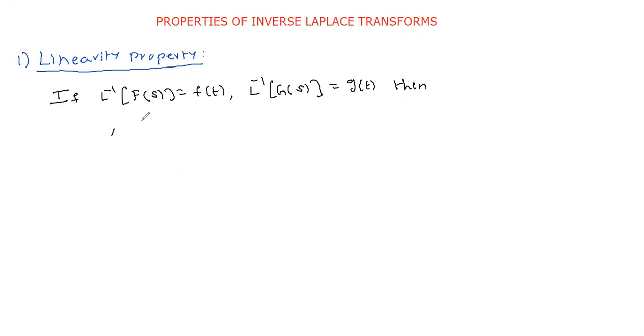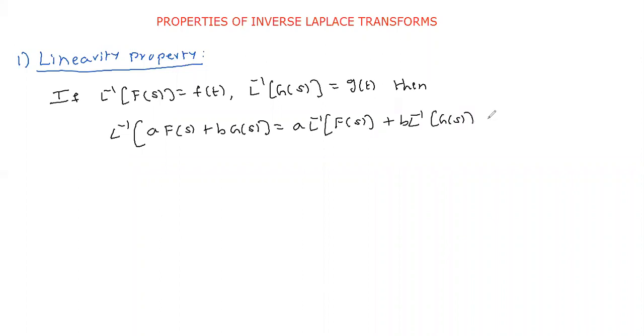L inverse of, can you tell me, a into f of s plus b into g of s is equal to a into L inverse of f of s plus b into L inverse of g of s. But what is L inverse of f of s? It is f of t. So it is going to be a into f of t plus b into g of t.